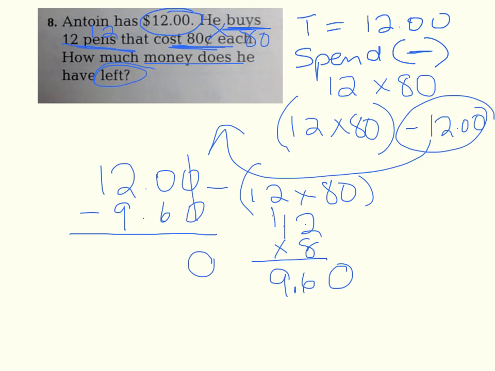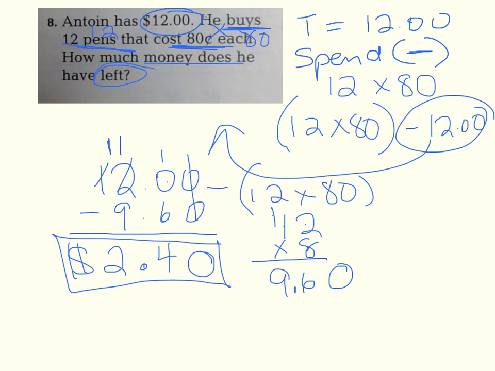0 minus 0 is 0. I cannot subtract 0 minus 6, so I'm going to have to borrow and get a 10. 10 minus 6 is 4. Bring down my decimal mark. Again, I cannot say 1 minus 9, so I have to borrow. 11 minus 9 is 2. So I have $2.40 left.